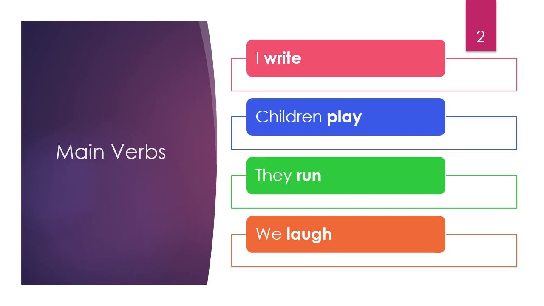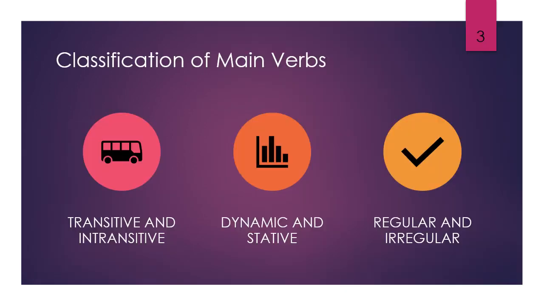In the first sentence, the doer is I. Second is children. Third, the subject would be they. And then we have the subject as we. Every subject involved in each kind of sentence is performing a certain action. So these action displaying words are known as main verbs. Main verbs can be classified in three categories: transitive and intransitive.